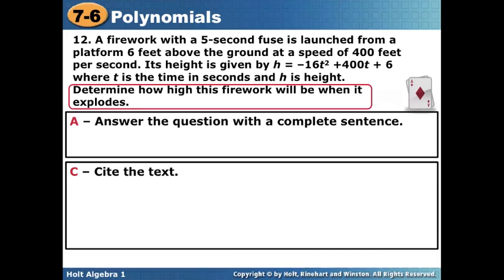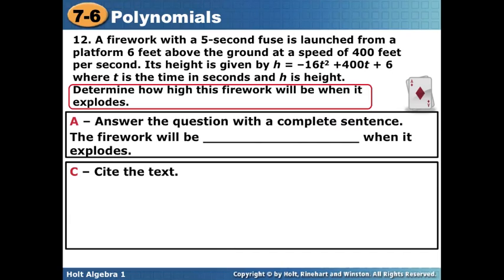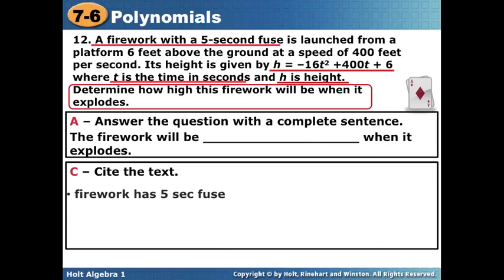First, circle what you're asked to find. Write that as an answer in sentence form. The firework will be blank when it explodes. We will come back and fill this in with how high the firework will be. Now underline your important information. We're given that the firework has a 5-second fuse. The equation h equals negative 16t squared plus 400t plus 6. T is the time in seconds and h is the height. Write this information in the cite portion of your answer.